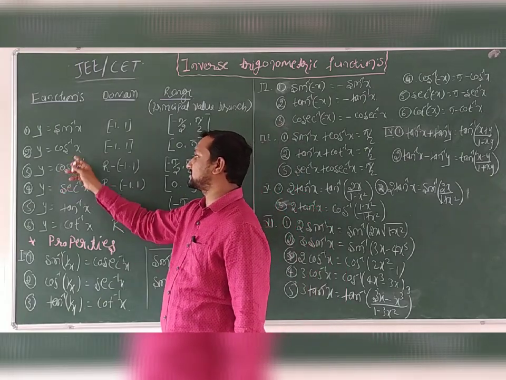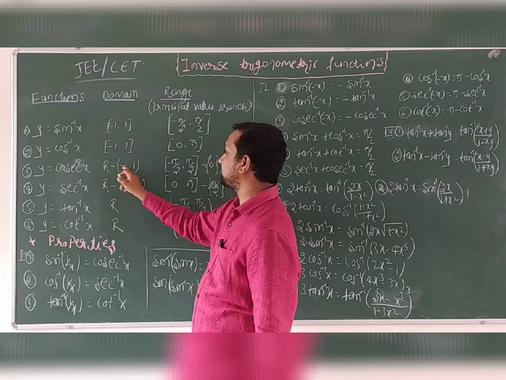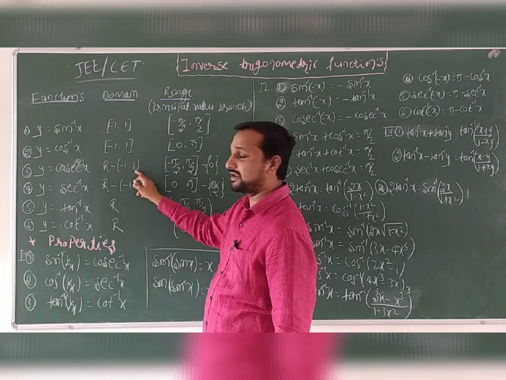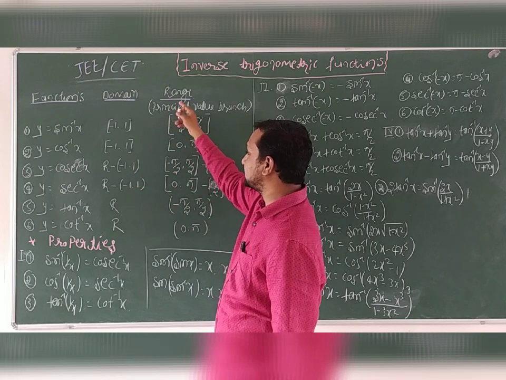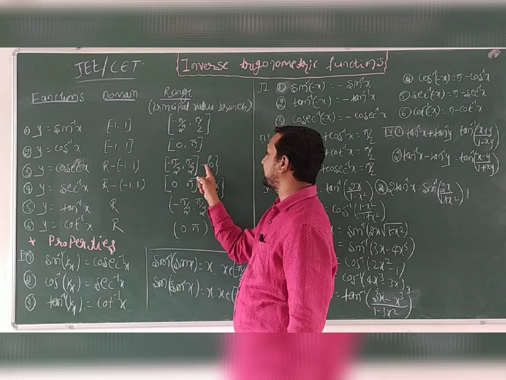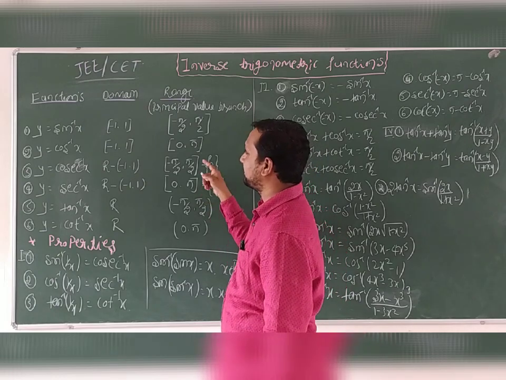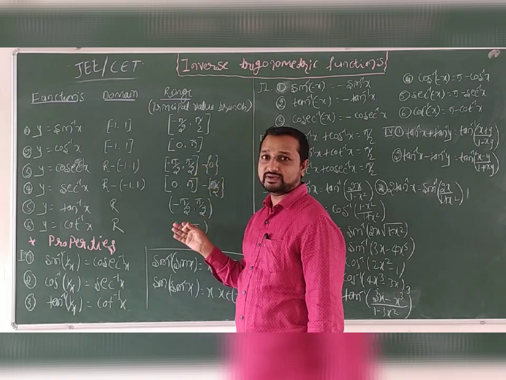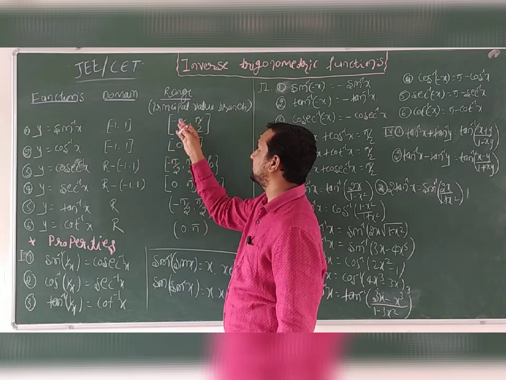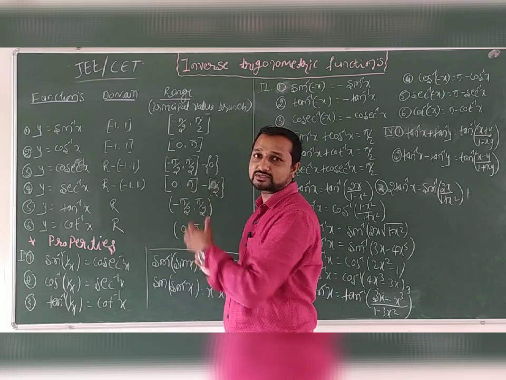And cosec inverse x has domain all real numbers except -1 to 1, and its range is -π/2 to +π/2 except 0. So already I discussed these through graphs, as well as the ranges and domains. This is just recalling our previous concept.